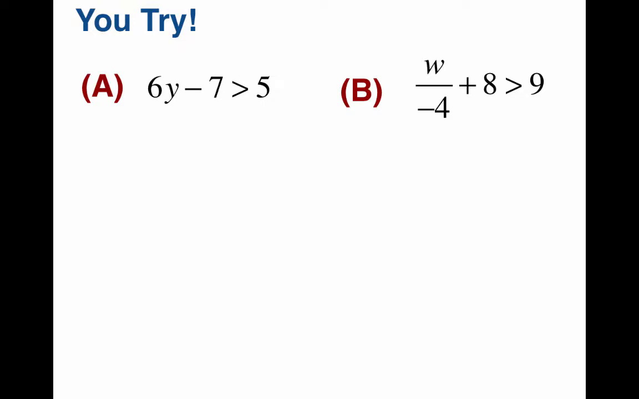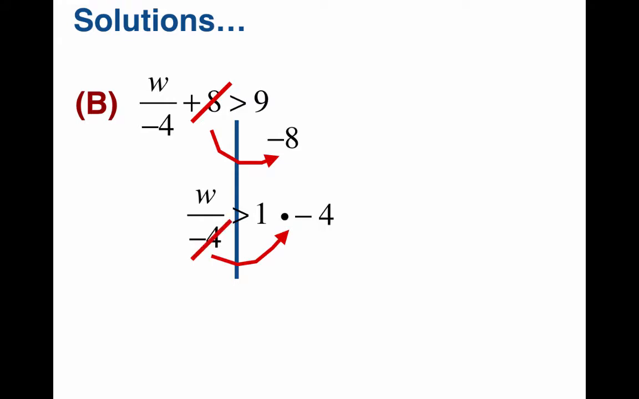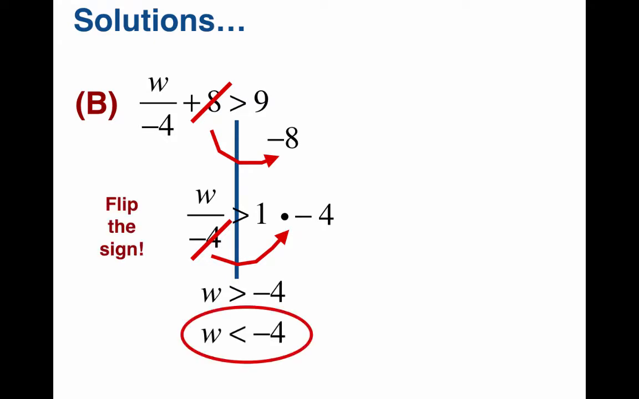Okay, let's see what you got here. So, line down the middle. We're going to take the 8 away to the other side. 9 take away 8 is going to be 1. So W over negative 4 is greater than 1. Then we're going to get rid of our fraction, which means divide, by multiplying. So we're going to times the negative 4 over. And 1 times 4 is 4, but 1 times negative 4 is negative 4. But this is one of those situations where we just multiplied by a negative number. Flip the sign. So w is less than -4 is our solution.